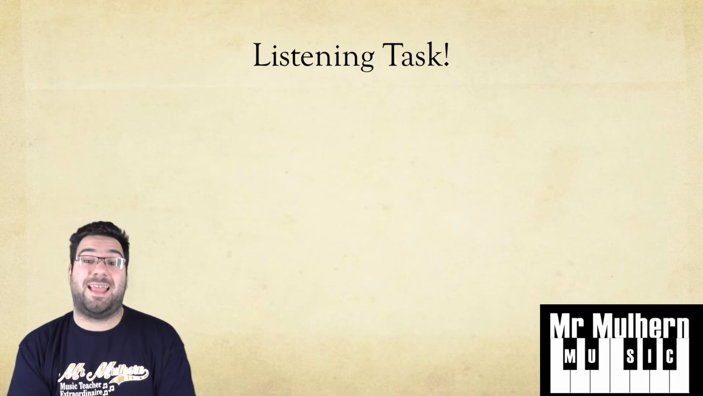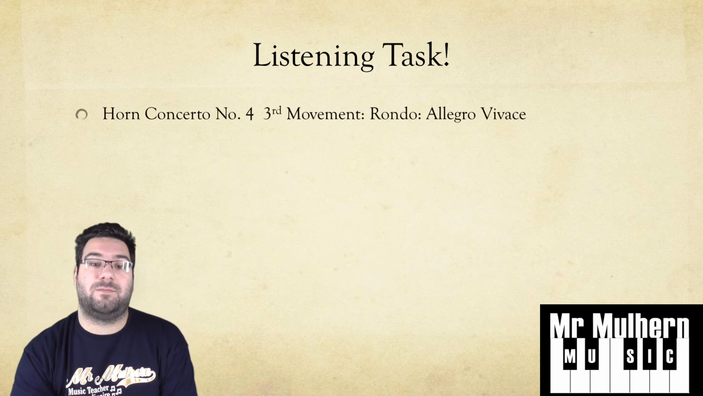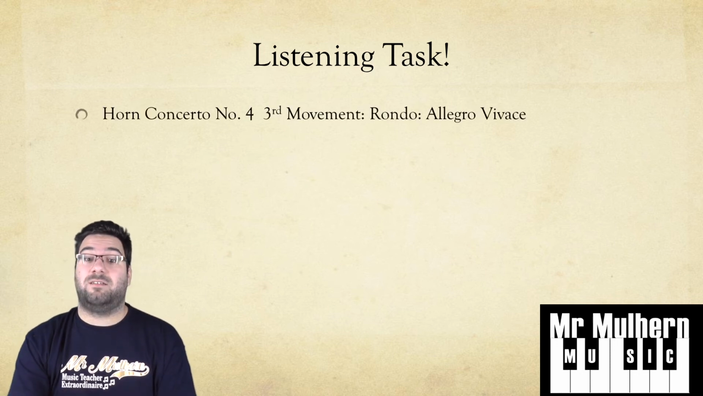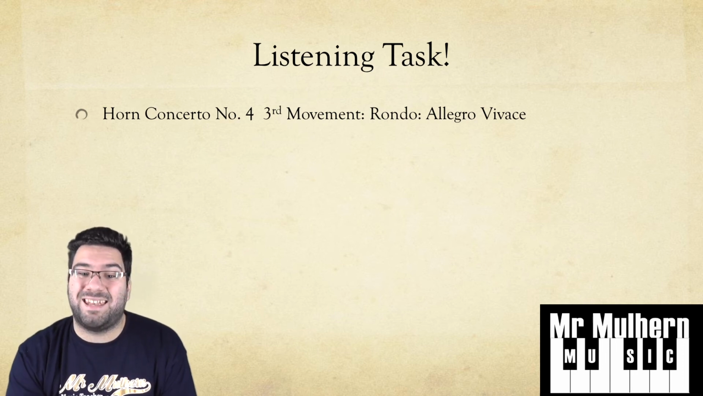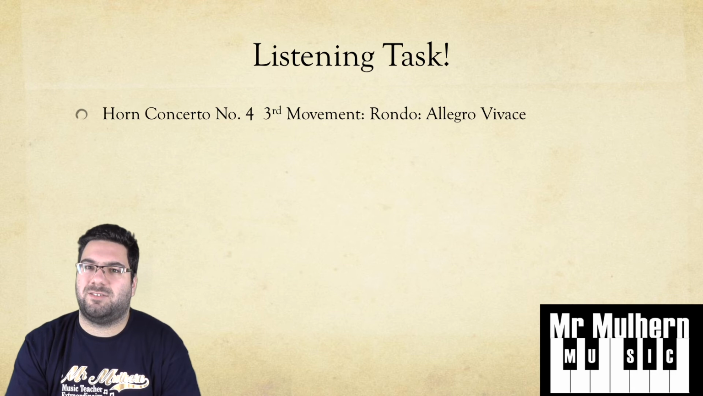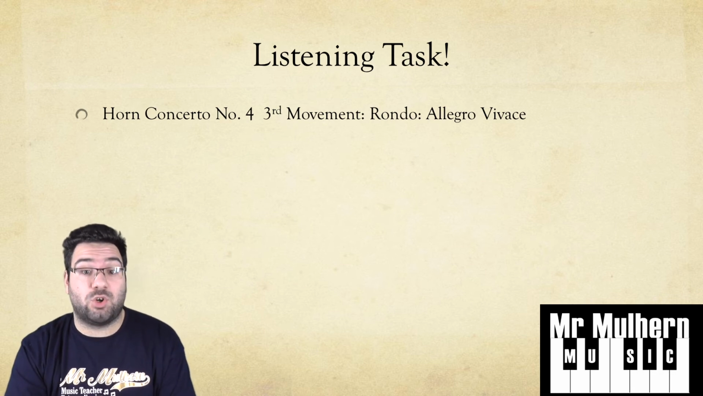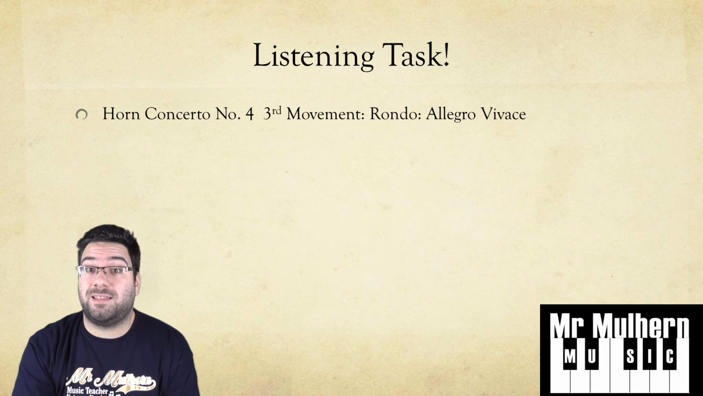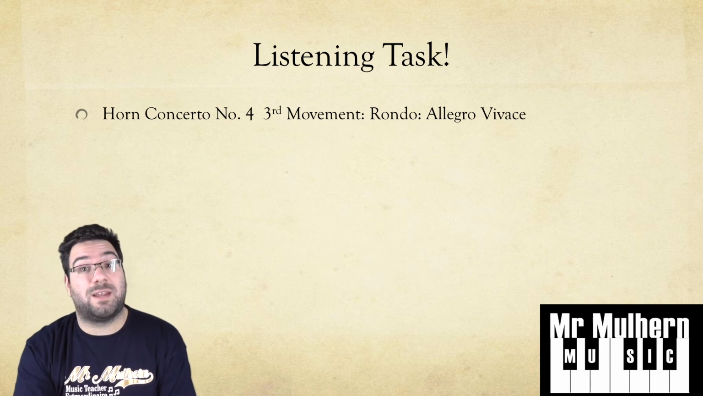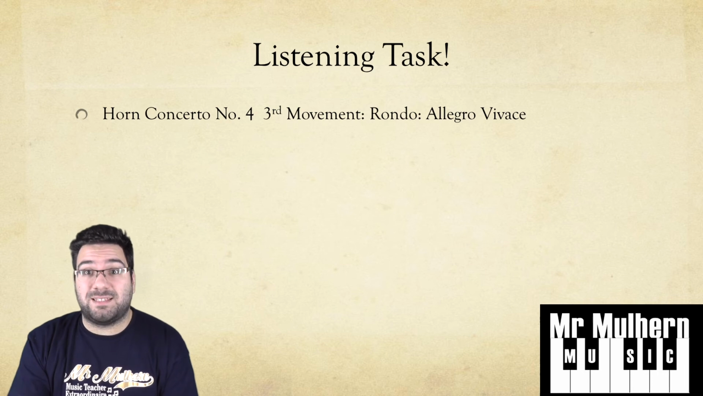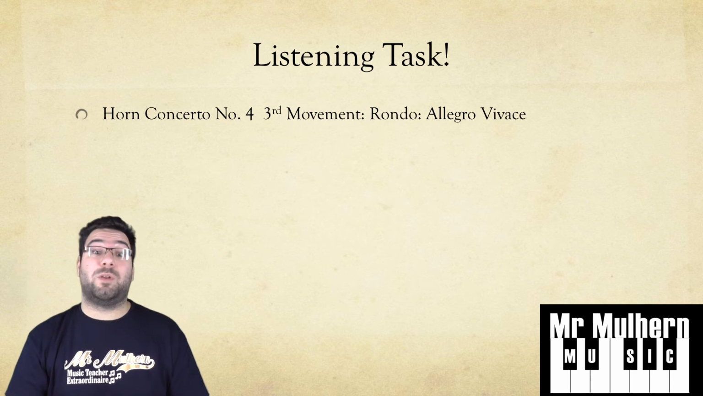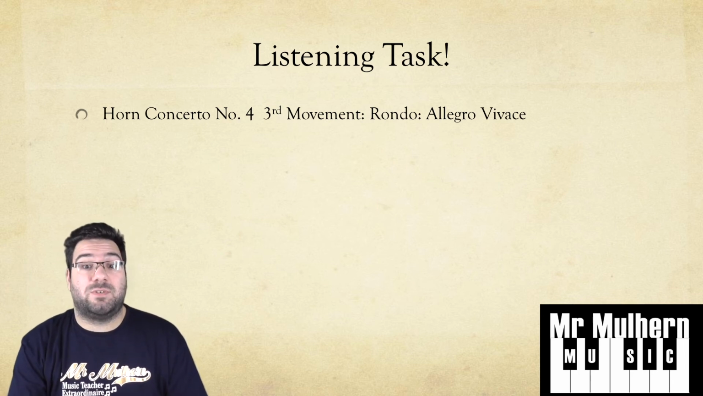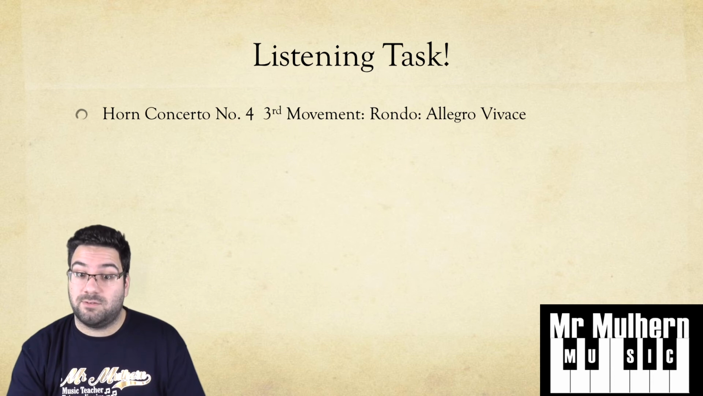I also have for you today a listening task, and I've picked Mozart's Horn Concerto number 4, the third movement, the Rondo Allegro Vivace. Now, let's break that down because that's a bit tricky. So horn, it's for the French horn. Concerto means piece for solo instrument and orchestra. So it's a French horn by itself, and the orchestra is backing it, so one solo instrument and orchestra. Number 4, so it's the 4th horn concerto he composed.